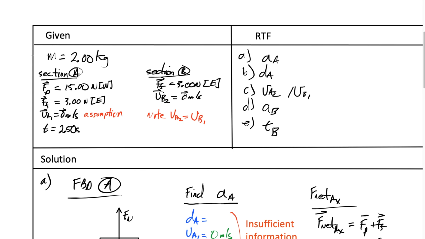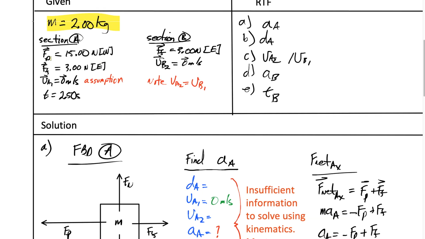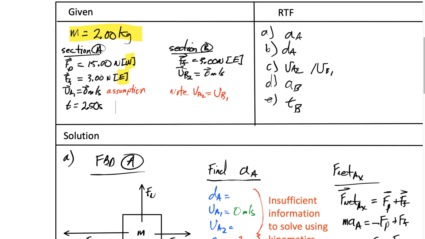Okay, so a quick look at the givens here. As you can see, the mass of 2 kilograms is the same for both sections. In part A, our push is to the west, friction is going to be to the east, and our vA1 equals 0 meters per second. That is a necessary assumption because we weren't really given that information explicitly, but we likely won't be able to solve the problem without this particular assumption. And we know the time is 2.50 seconds. And that, of course, is for section A.